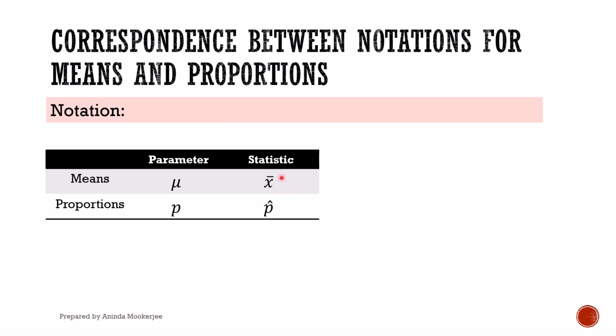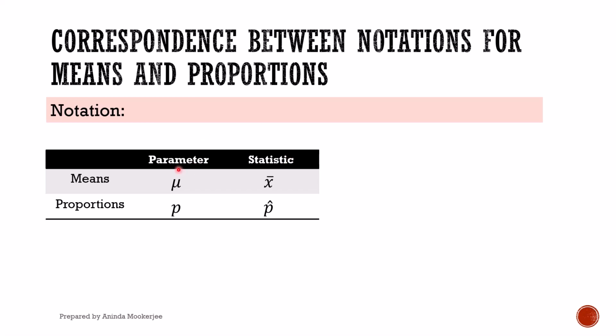Now here we are going to spend a little bit of time going over the notation and comparing the notation for proportions versus the notation for means. All right. So we have two sets of notations. One is the parameter. The parameter represents any metrics, any measurements done on the entire population. Statistic represents the measurements performed on the sample.